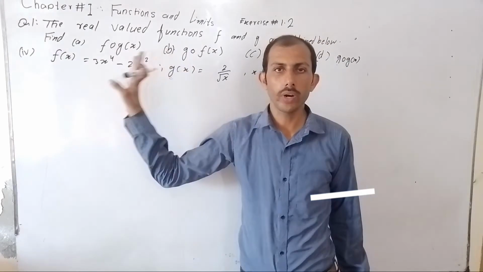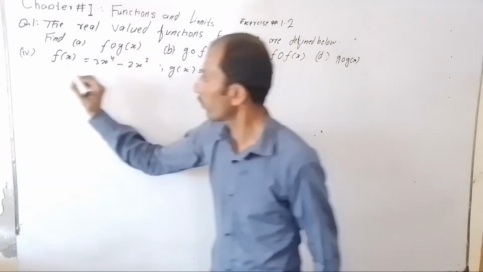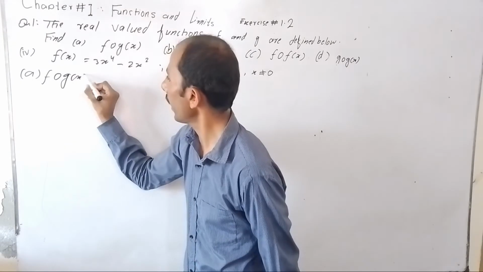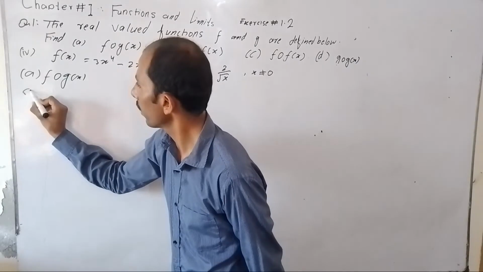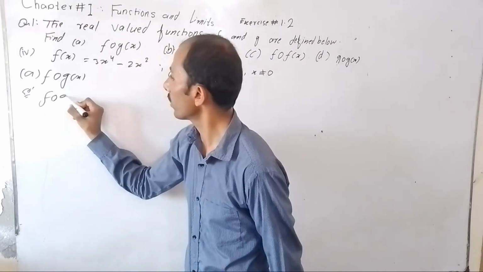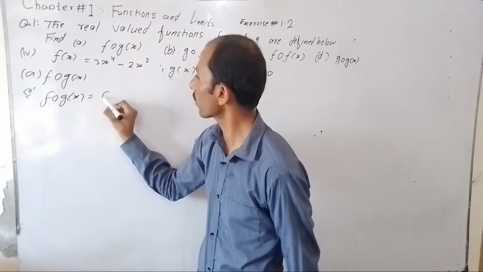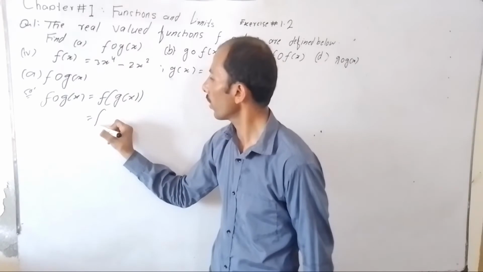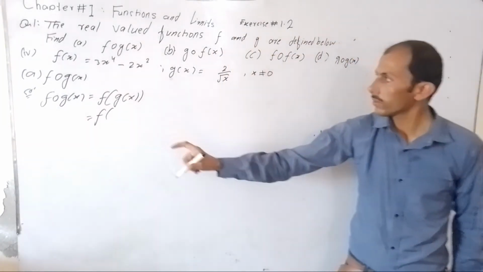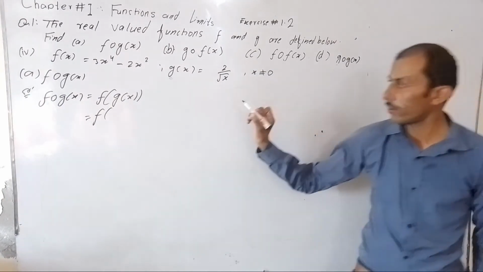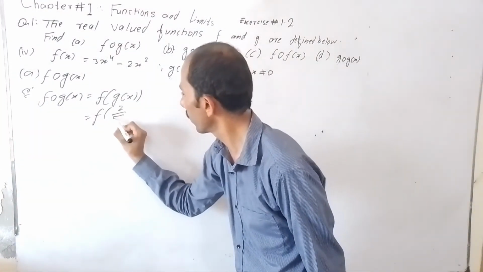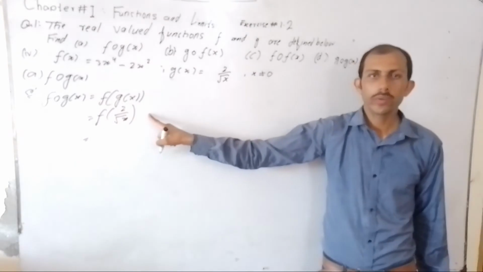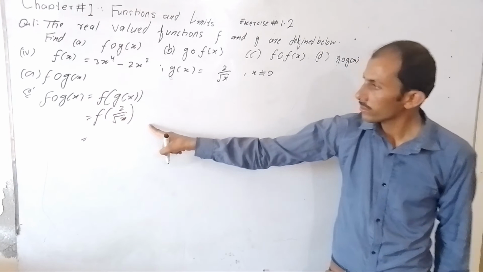Next, question number 1, part number 4. First, part a: f of g of x. So f of g of x is equal to f into g of x. So f into g of x is equal to 2 divided by the square root of x. So f into 2 divided by the square root of x.